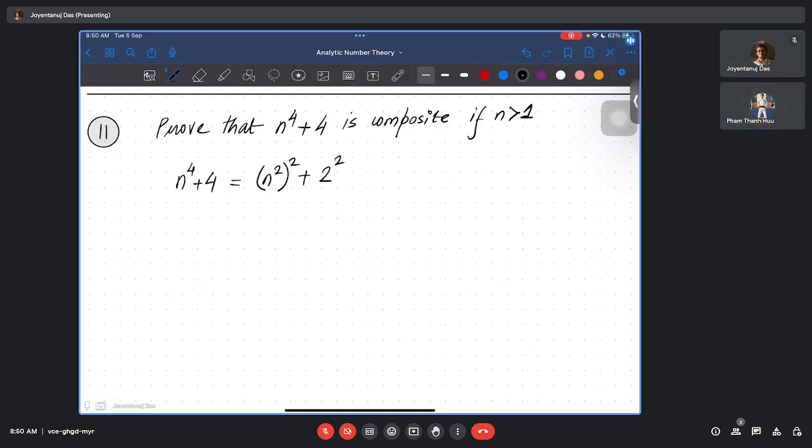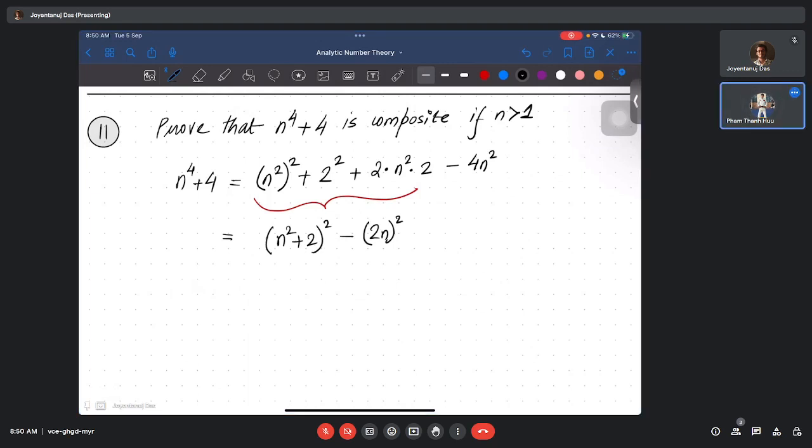So if I want to make it a whole square, I need one more term, the 2ab term. So 2 times n square times 2. Since I have added that, I have to subtract it to adjust, so it's 4n square. So the first three terms give me the whole square: n square plus 2 whole square minus 4n square, which is 2n square whole square.